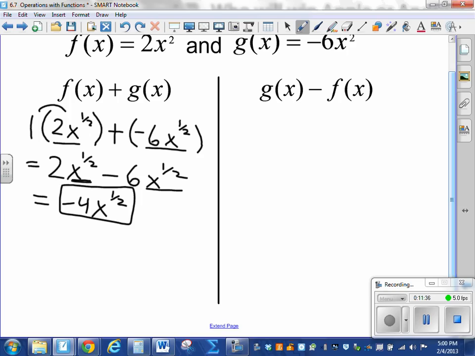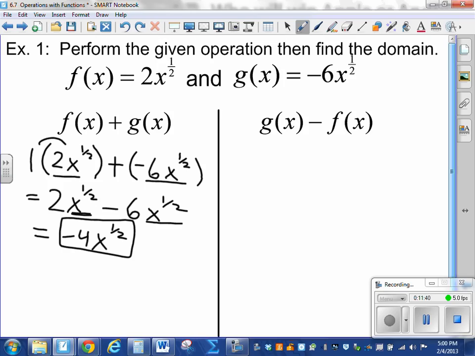Now, the domain part. If we look at the original equations, the domain of the first one has a 1/2 power, right? So that's the same thing as the square root of x. Now, we just said that we cannot have negatives inside of the square root, inside of an even root, because we don't want any imaginary parts. So you want to take this inside part and define it as x is greater than or equal to 0, because we don't want negatives.